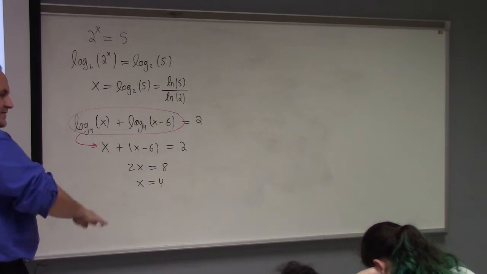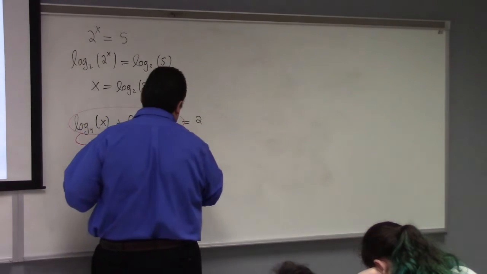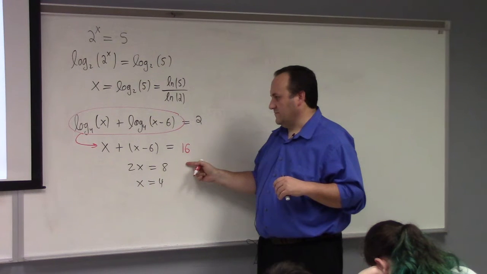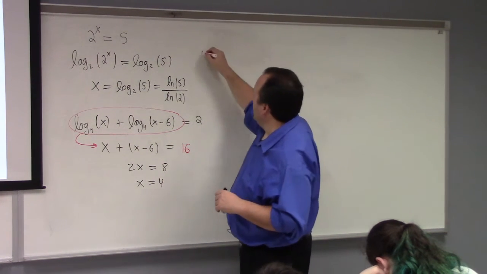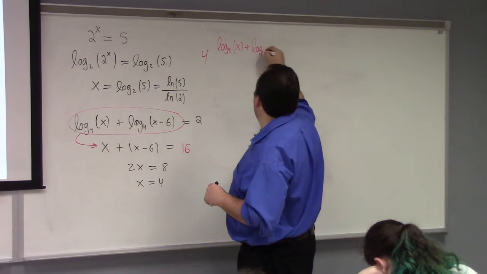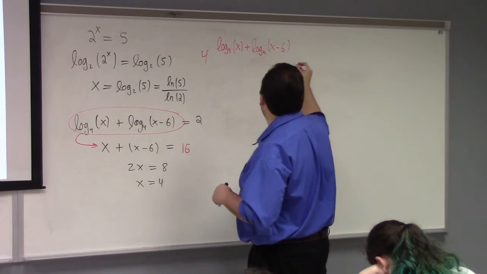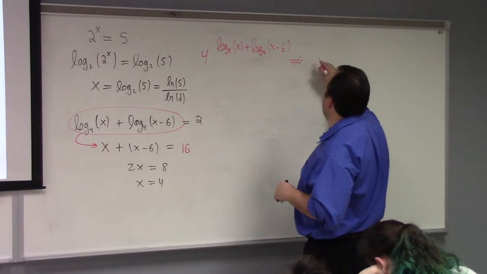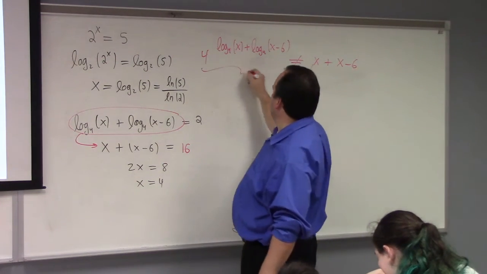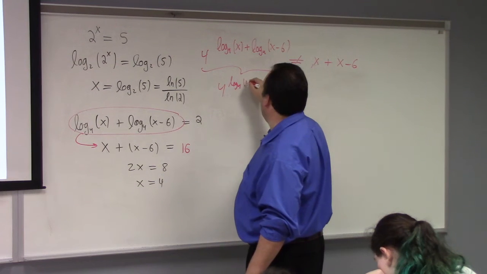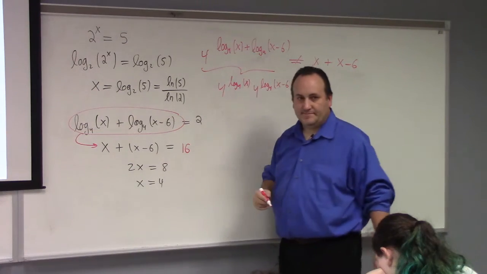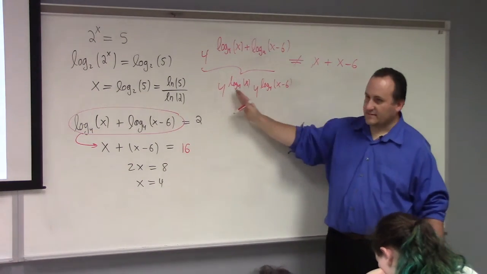And some of you did something different. You took 4 to both sides, right? Some other people put 16 over here, which is kind of better, 4 squared is 16, right? But when you take 4 to the log 4 of x plus log 4 of x minus 6, it is not equal to x plus x minus 6. Because the way the property of log simplifies it ends up multiplying x and x minus 6.